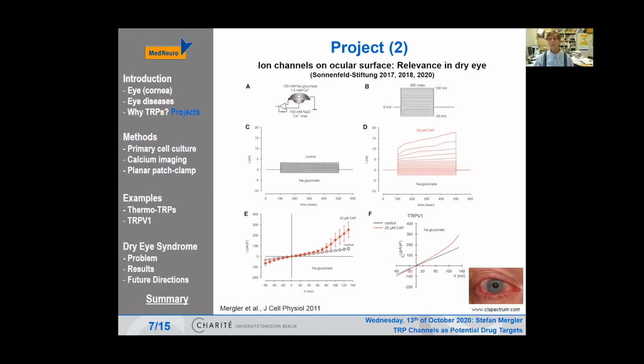This is a project I will explain in more detail at the end, in the dry eye syndrome section. Only for your information, this is a historical figure showing the TRPV1 channel in non-excitable cornea epithelial cells for the first time.